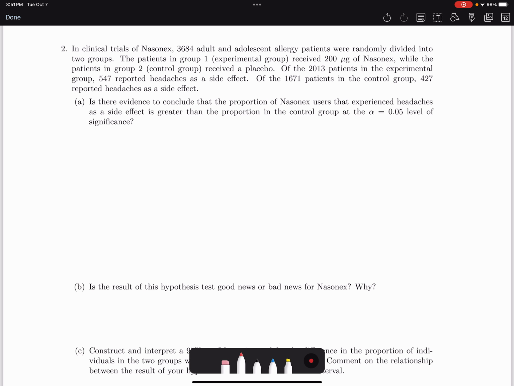Okay, here's my solution. The null and alternative hypotheses should be these that I've written down, right? Nasonex users I'm calling group 1. And we want to know if their proportion of headaches is greater than the proportion in the control group. So P1 greater than P2. For group 1, the sample proportion would be, well, there were 2,013 individuals in the Nasonex group, and 547 of them reported a headache as a side effect.